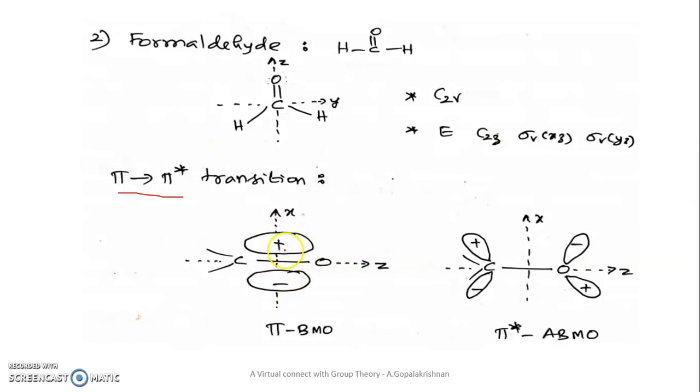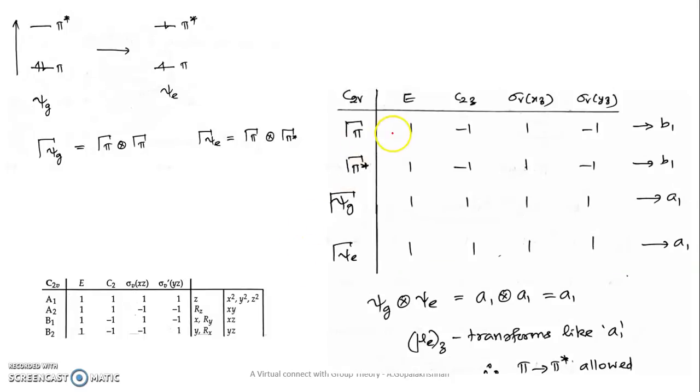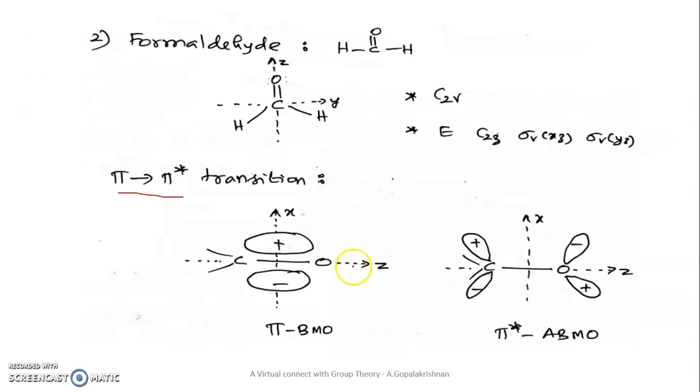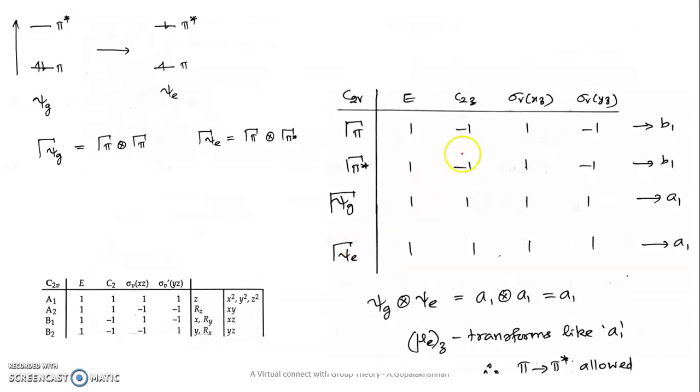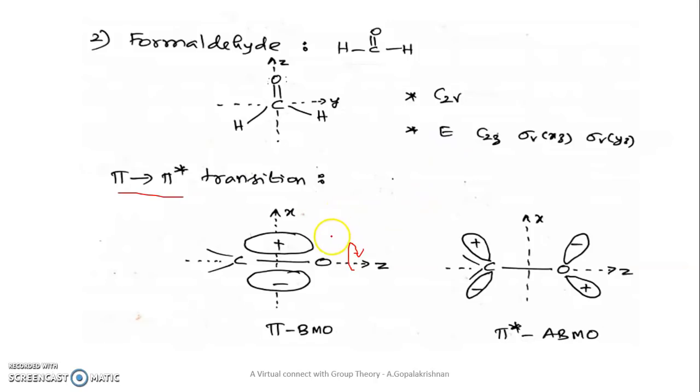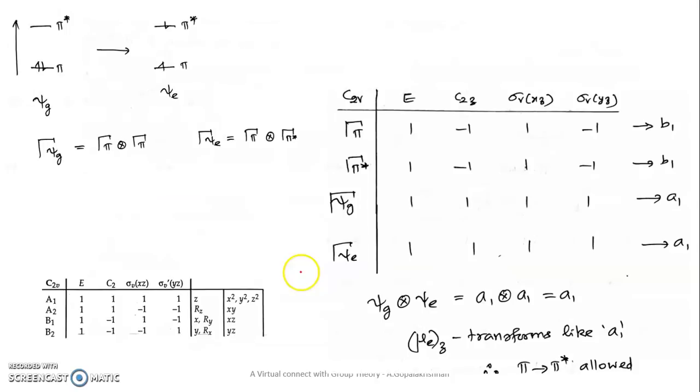So the identity operation means the 2 lobes remain as such. So you should give +1. Then if you do C2 rotation along the z-axis, plus will come down and minus will go up. So the sign will change. So we should give -1. Then what is sigma v xz? See, xz is in the plane of the screen. So if you place a molecular plane passing through the 2 lobes, and if you do reflection, the 2 lobes remain as such. So the character is +1.